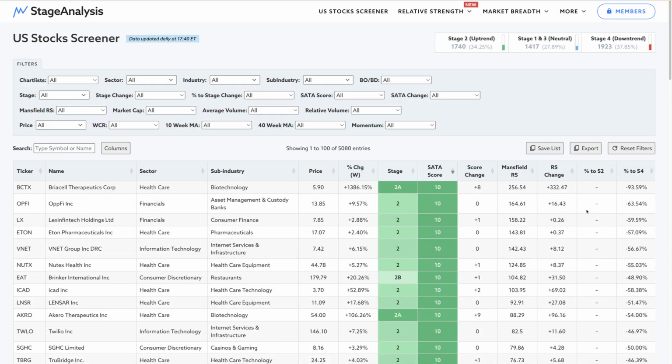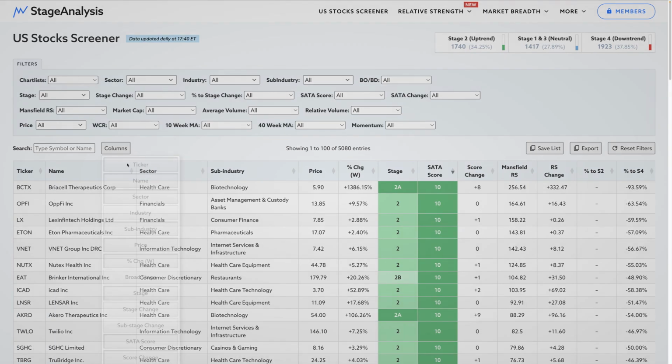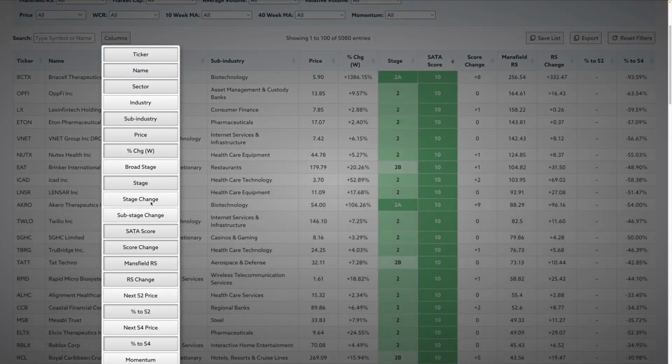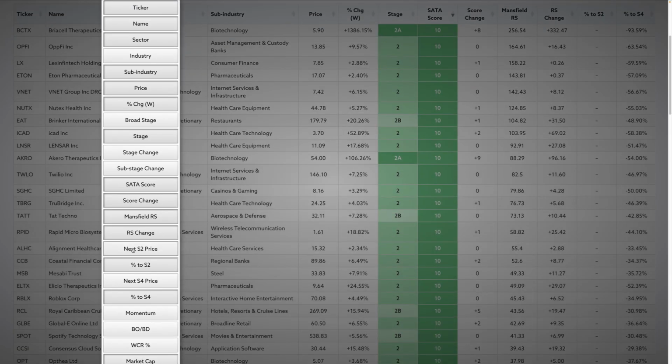So reset that. So at the moment, I've added these two columns, like I said, by default, the percent level to stage 2 and the percent level to stage 4. If you go to the columns over here, and then scroll down, you can see that we've got these in here. So next stage 2 price and next stage 4 price. So if you select both of those, let me just show you these. So that these 4 are all selected now.